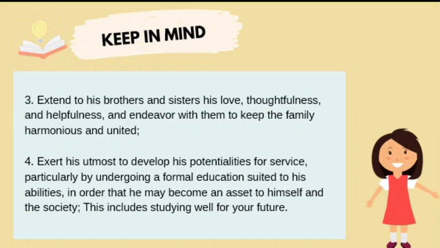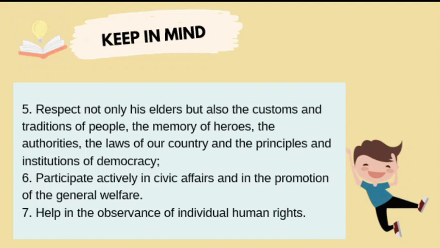Number 4, exert his utmost to develop his potentialities for service, particularly by undergoing a formal education suited to his abilities in order that he may become an asset to himself and the society. This includes studying well for your future. Number 5, respect not only his elders but also the customs and traditions of people, the memory of heroes, the authorities, the laws of our country, and the principles and institutions of democracy. Number 6, participate actively in civic affairs and in the promotion of the general welfare. And number 7, help in the observance of individual human rights.